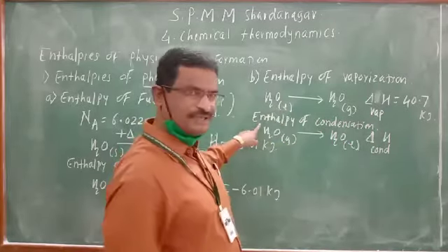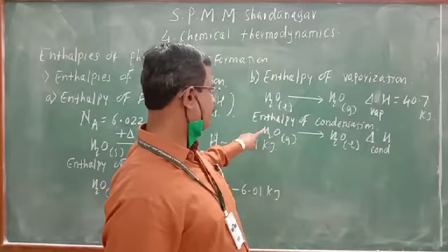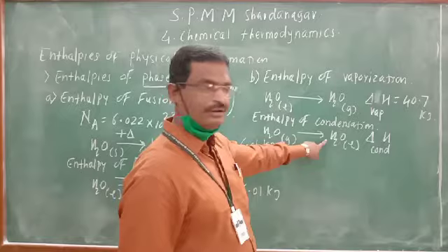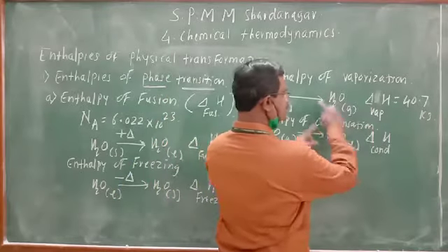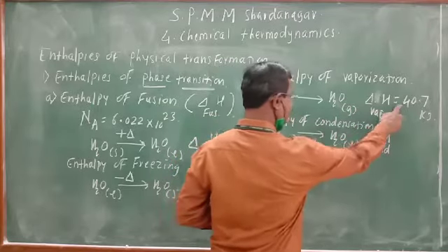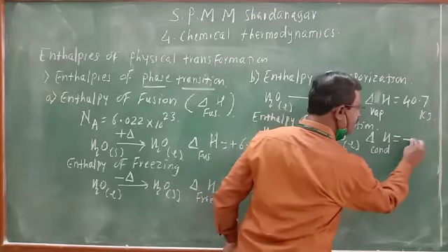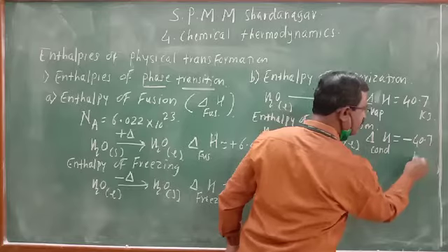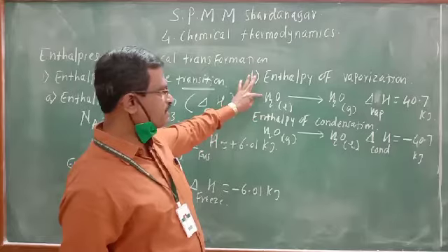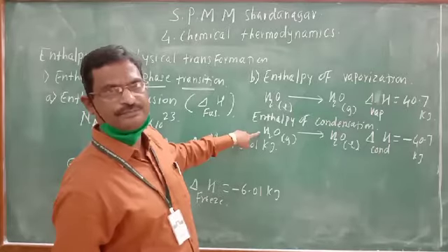So enthalpy of condensation is defined as the change in enthalpy whenever 1 mole of gas is converted to liquid at constant temperature and pressure. Since enthalpy of vaporization is liquid to gas, it is a positive value. Enthalpy of condensation, gas to liquid, is the opposite, which means it is negative, minus 40.7 kilojoule per mole. Enthalpy of vaporization and enthalpy of condensation are opposite of each other.